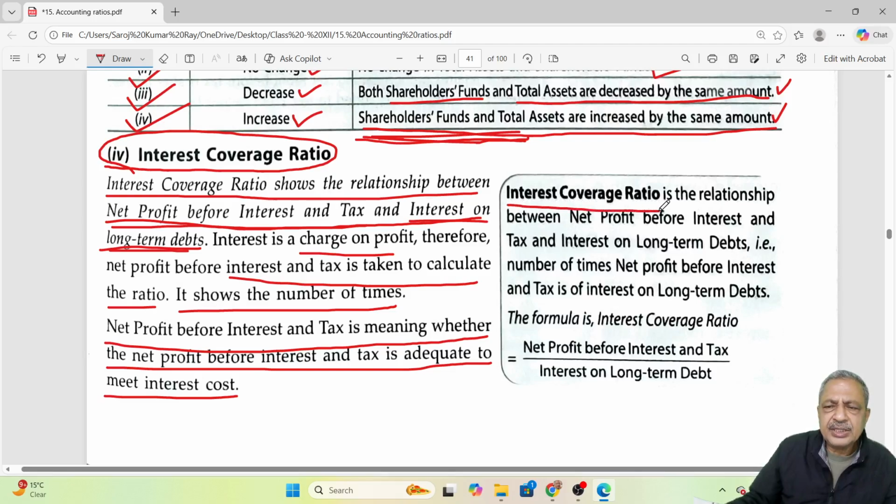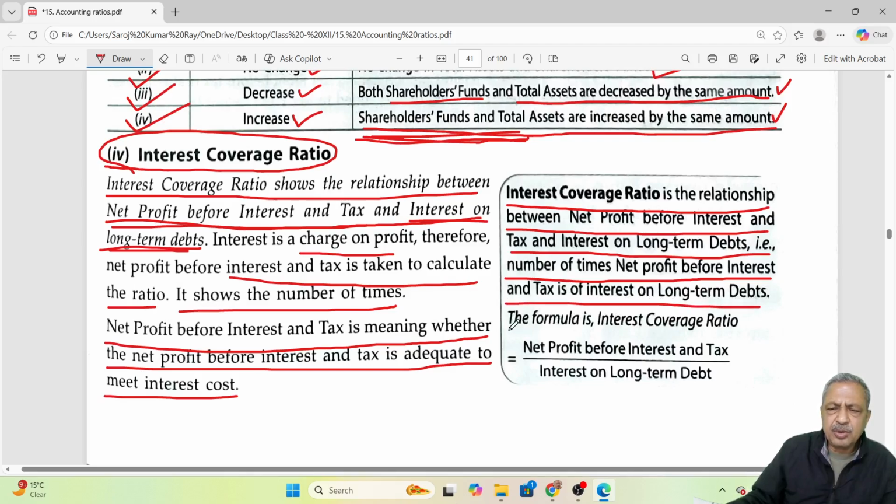Interest coverage ratio is the relationship between net profit before interest and tax and interest on long term debts. Is, for example, number of times net profit before interest and tax is of interest on long term debts. The formula is interest coverage ratio is equal to net profit before interest and tax upon interest on long term debt. ये भी इंटरेस्ट है लॉन्ग टर्म डेट वाला.